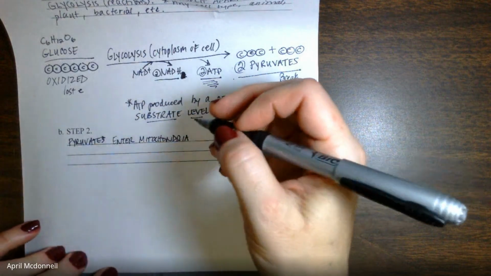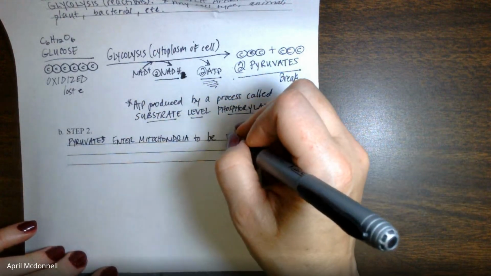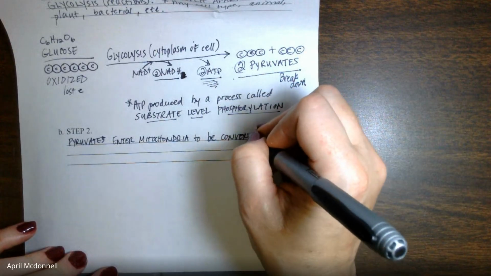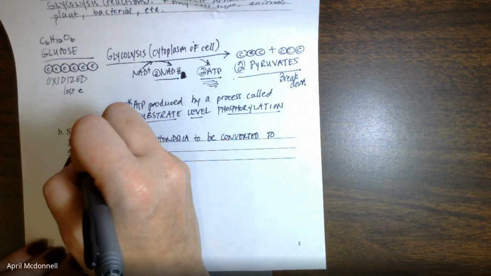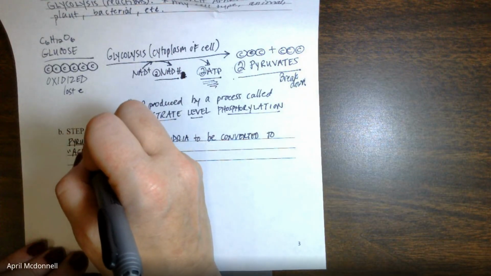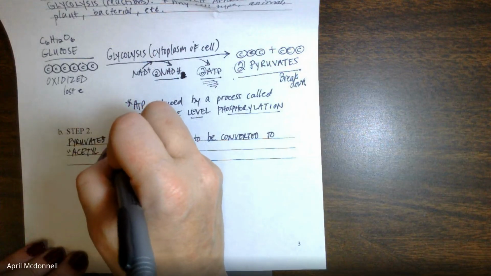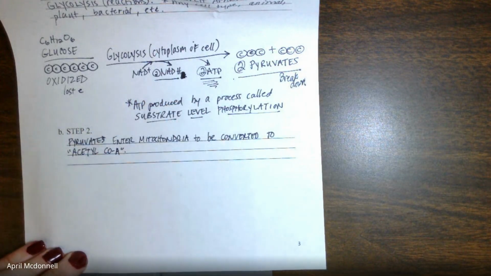To be converted to a molecule called acetyl-CoA. These molecules then enter a cycle of reactions called the Krebs cycle of reactions. This cycle of reactions is also called the citric acid cycle.